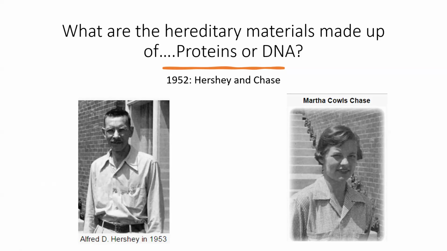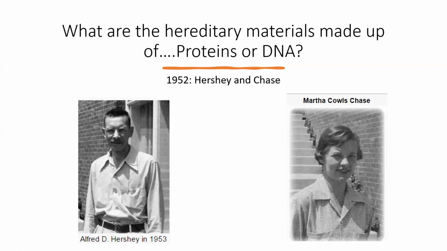Others say it is proteins, right? Because protein is made up of 20 different amino acids, right? Whereas DNA is only made up of 4 nucleotides. So if you think about it, it seems proteins would be able to encode more information just because it has more variety in its structure compared to DNA.